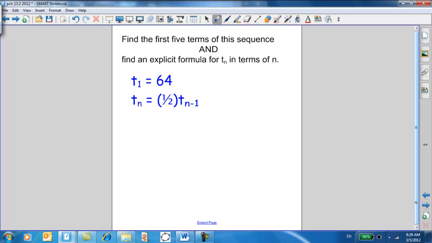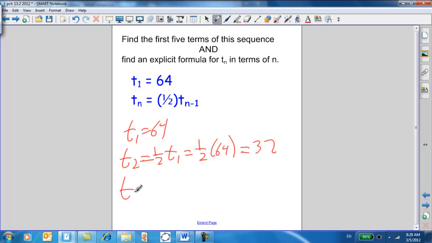Now let's find the first 5 terms of this sequence and find an explicit formula for t sub n in terms of n. So the first term is 64. And now by this formula, we're going to take half the previous term. So the second term will be half the first term. So half of 64 is 32. And t sub 3 then will be half of t sub 2. So that's half of 32, 16, and then 8, and then 4, and so forth.